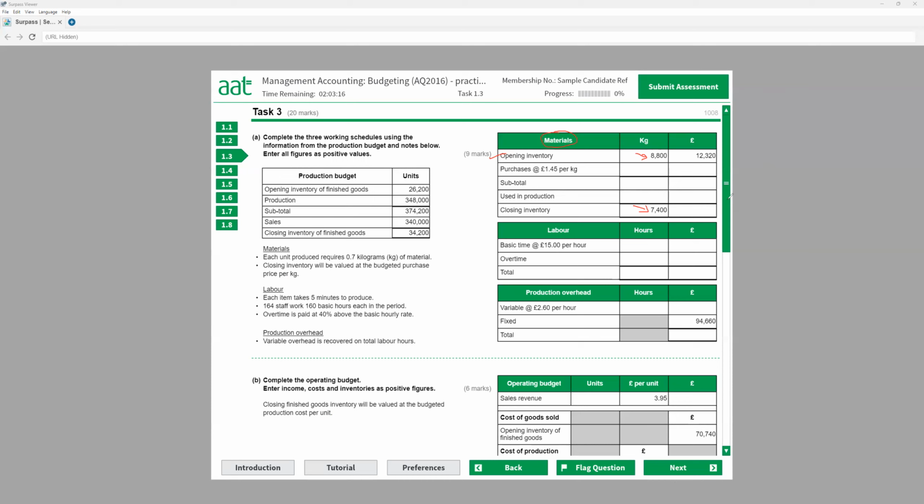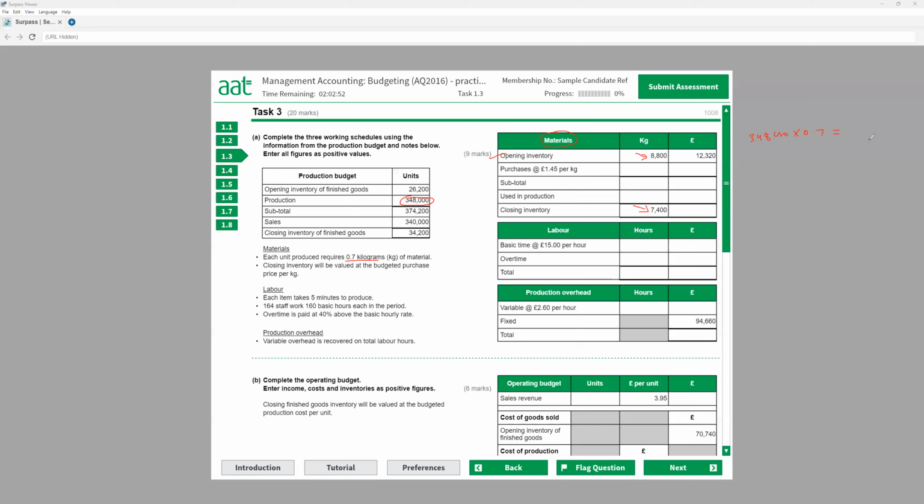So the question said each unit needs 0.7 kilogram. So that means I'm going to make 348,000 units. 348,000 units I will make, and per unit I need 0.7 kilogram. So how many kilograms of material do we need?